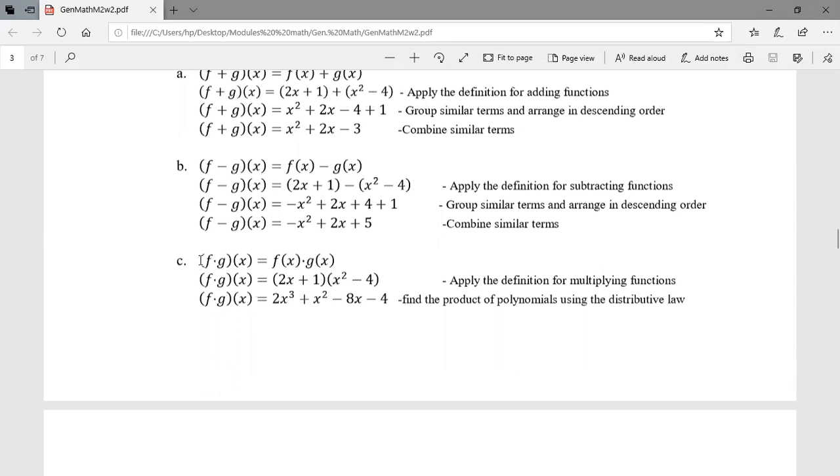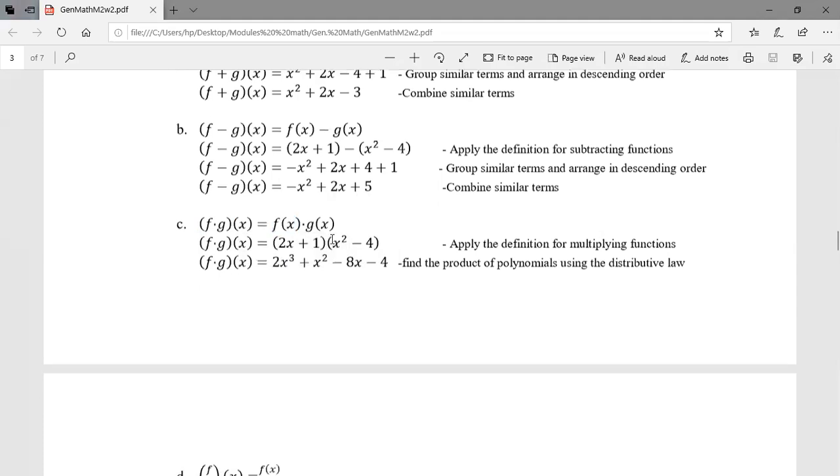Okay, next. For multiplication, f times g of x. So, f of x multiplied to the g of x. So, f of x is 2x plus 1. And our g of x is x squared minus 4. Same, applying the definition of multiplication. So, distribute na to si 2x sa pikas and si 1 dire sa binomial.